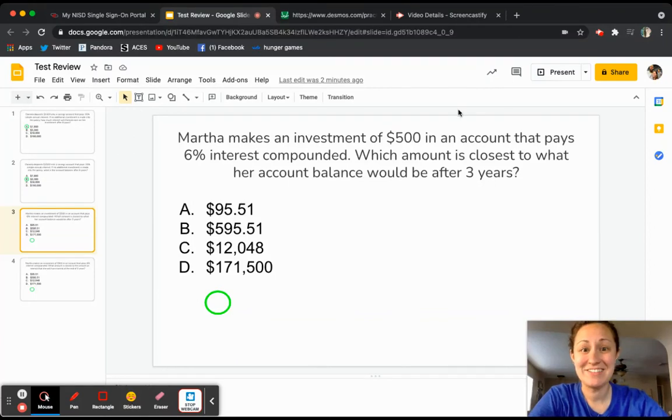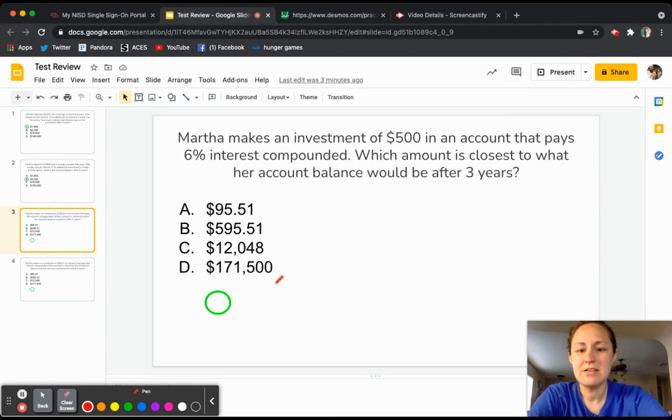Okay, so now it's time to go over compound interest. We're going to start off by reading our problems. Again, go ahead and start taking notes on these, especially if all of this is brand new to you. It shouldn't be, but just in case, start taking some notes so you have something to look back at when you're doing your test review.